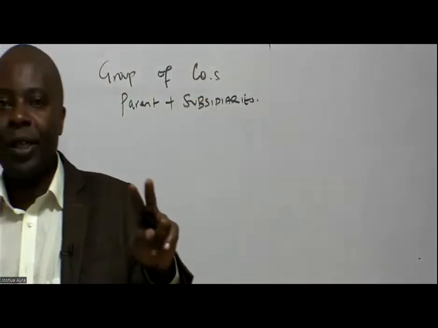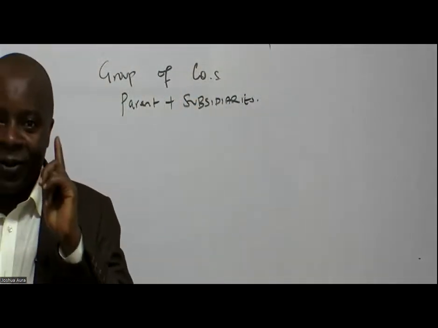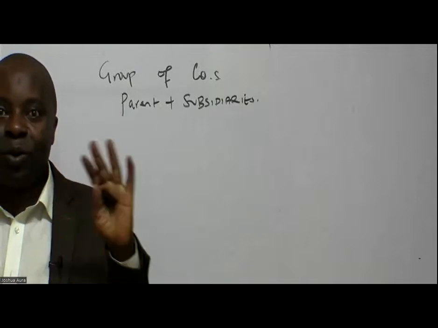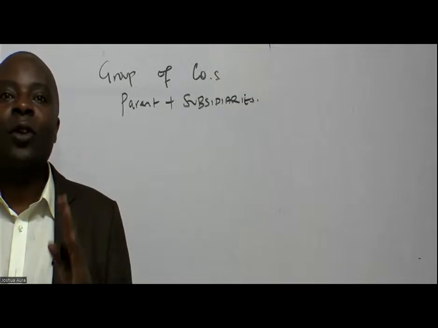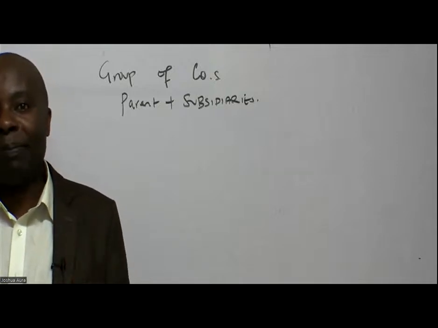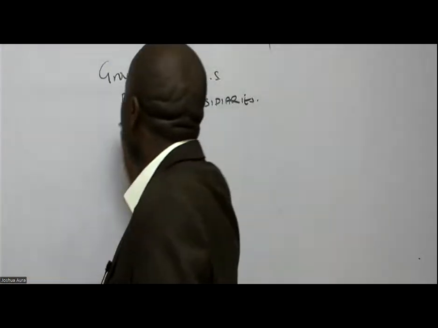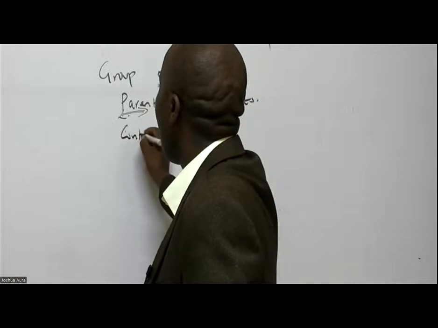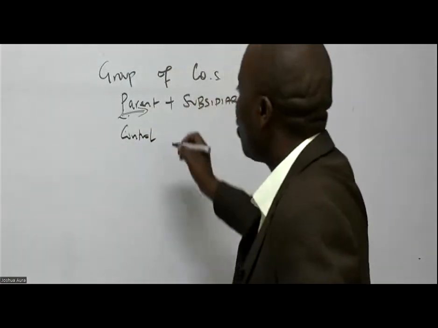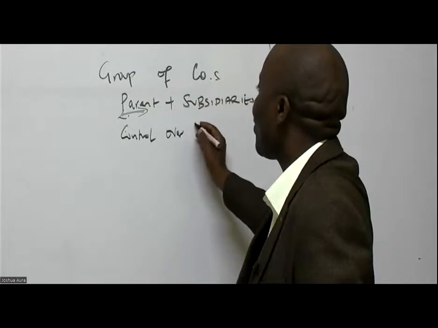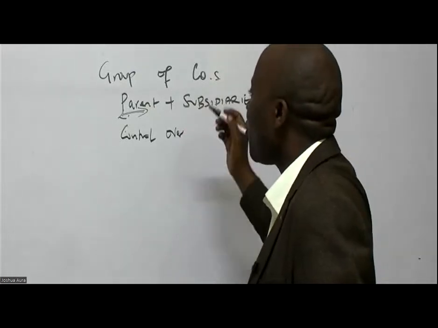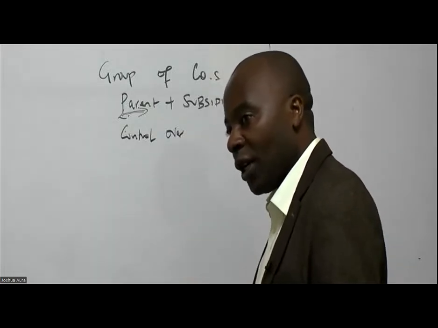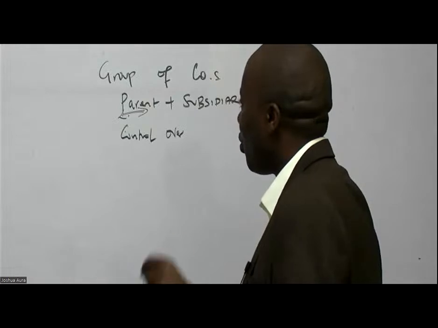Subsidiaries, the children, could be many, but the parent can only be one. When you put the parent and subsidiaries together, you get what we call a group of companies. And remember, by definition, a parent is that particular company that has got control over other companies, known as subsidiaries. So the parent has got control over subsidiaries.